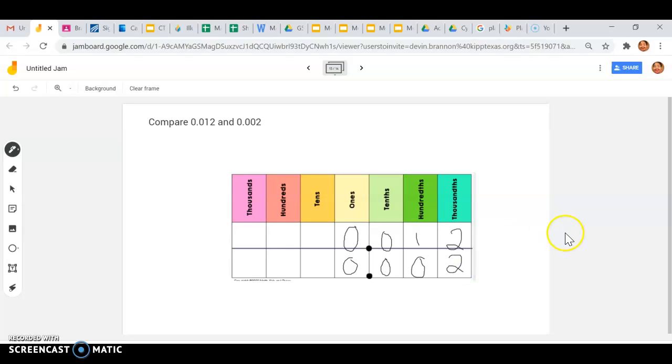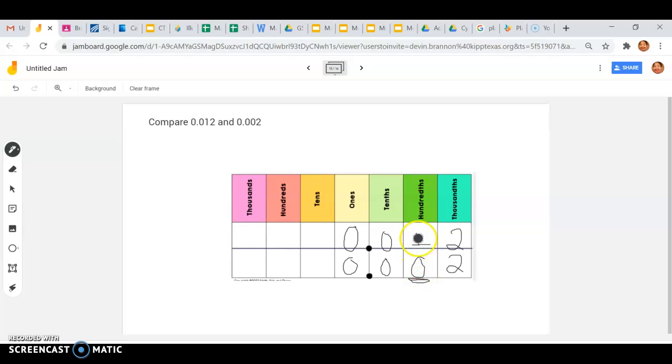Once we have them placed in our place value chart, we're going to start comparing our numbers starting with the largest digit in our largest place value. So basically we're going to start with the digit that's in our largest place value. We're going to be looking here at 1 and 0, and we're going to be placing a line under them. We see that 1 and 0 is in our hundredths place, so that's the largest place value that we have right now. We have a 1 and we have a 0.